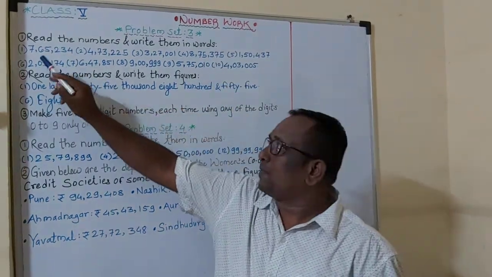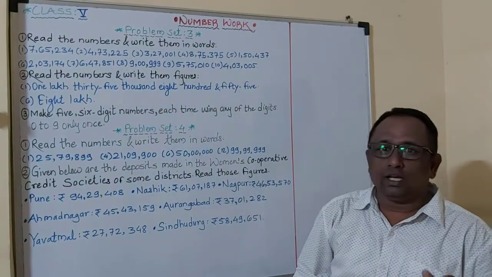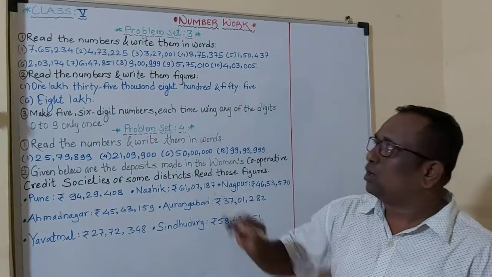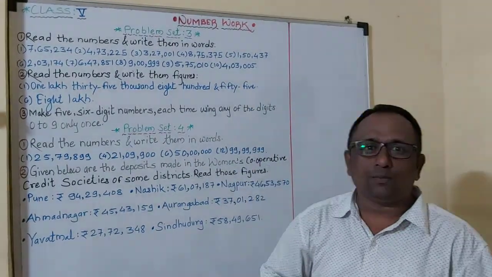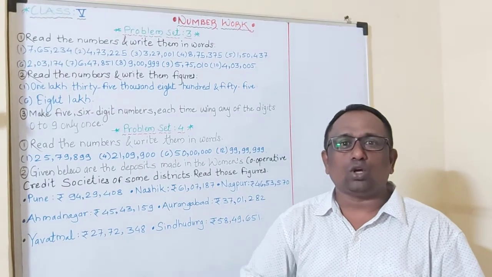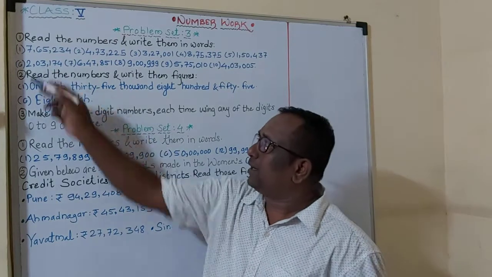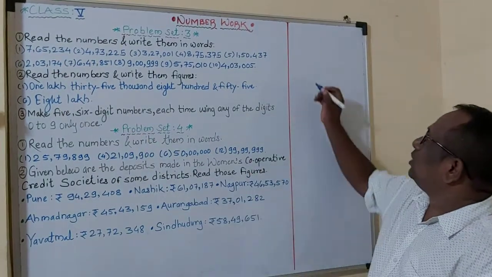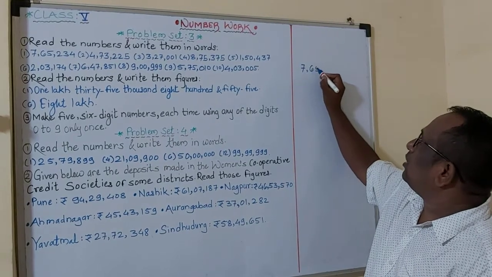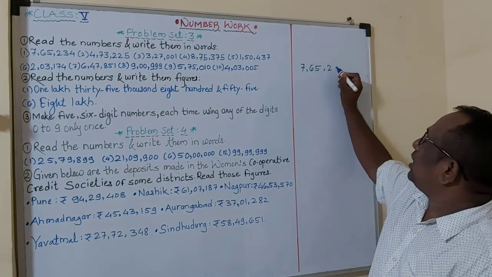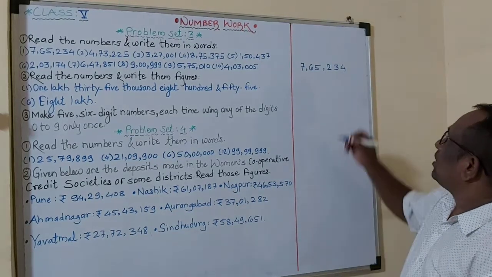The first question is: read the numbers and write them in words. Here the numbers are given, total 10 examples. Out of 10, only a few examples I will explain, and the remaining you have to solve for homework. First we will take 7,65,234. Okay, let's see now.